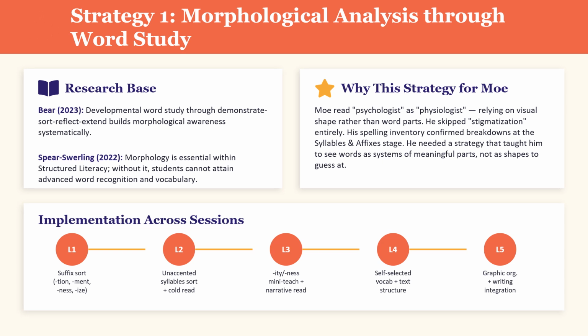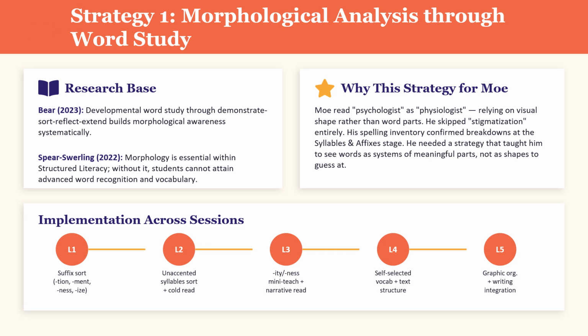He was treating words as shapes to guess rather than as systems of meaningful word parts. So he needed to learn how to see the pieces inside of the word and use them, and maybe slow down a little bit. So we worked on slowing down his reading some when he came across some of the longer words also. I implemented this strategy across all 5 lessons, and you can see the progression at the bottom of the slide.